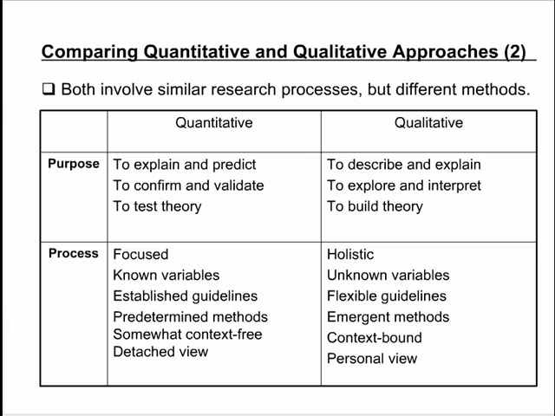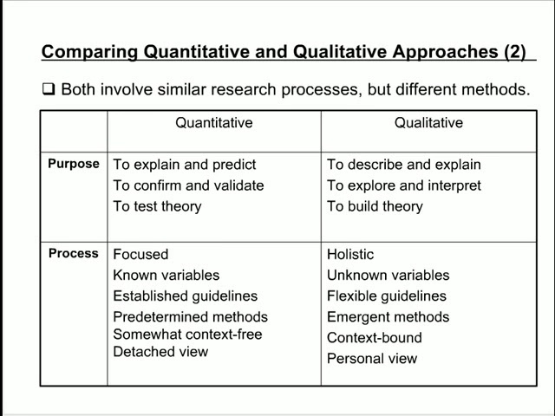And here on the next two slides, we've duplicated that table for you. So to cover some of the highlights, we might say that the purpose of quantitative is to explain, predict, confirm, validate, or to test theory, whereas qualitative, the purpose is to describe, explain, explore, interpret, and to build theory. For quantitative, the nature of the research process is very focused and is exploring known variables, whereas qualitative is much more holistic and the variables are often unknown.